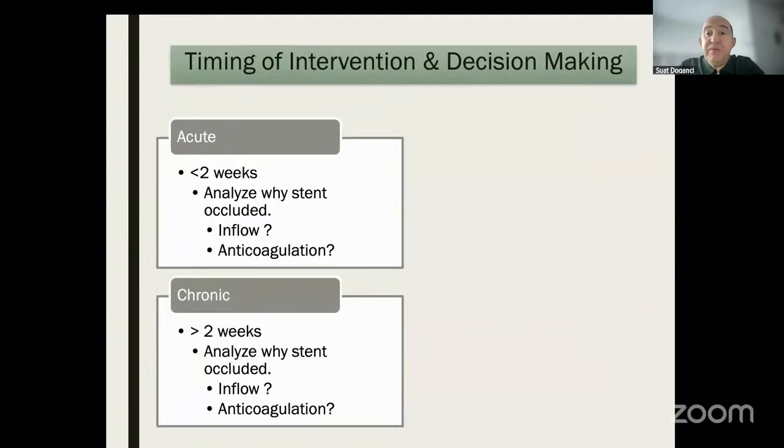And timing of intervention and decision making is really important here, because if we have an acute stent occlusion and it is less than 2 weeks, we should first analyze why this stent occluded. Was it an inflow related problem?